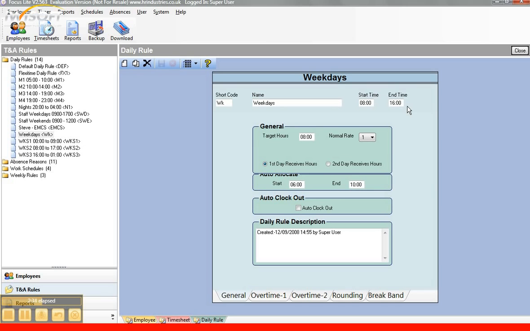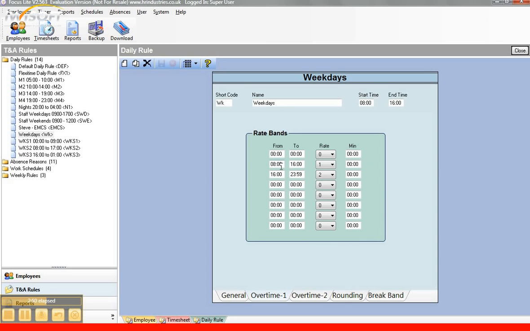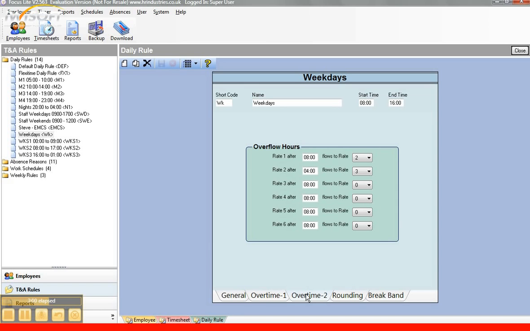So, quickly going through, we have parameters such as the start and end time set here from 8 to 4. These set bands of time to determine how the time worked is allocated to different rates of pay. So, for example, time worked before the shift start at 8 o'clock and after the shift end can be allocated to overtime rates too, if we wish. Moving on, we can also calculate overtime based on the number of hours worked. So here, basic rate after 8 hours will automatically flow to rate 2, which is time and a quarter.